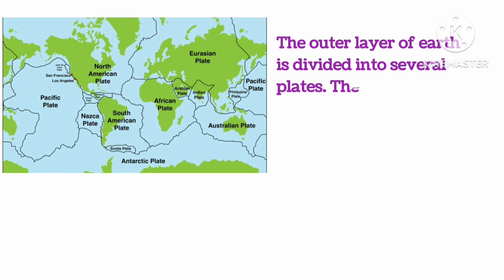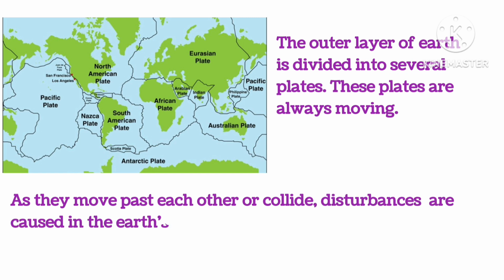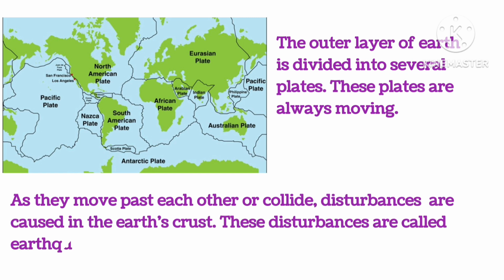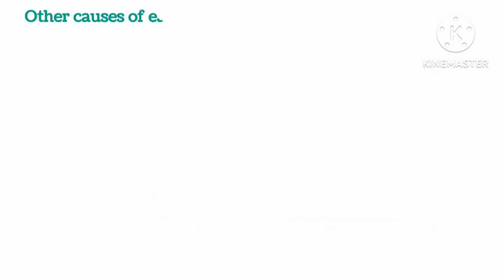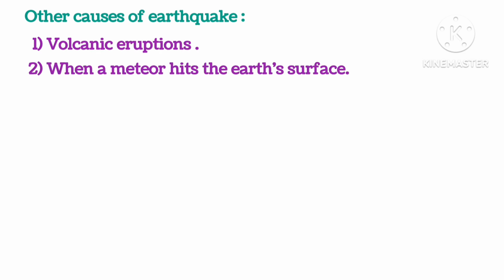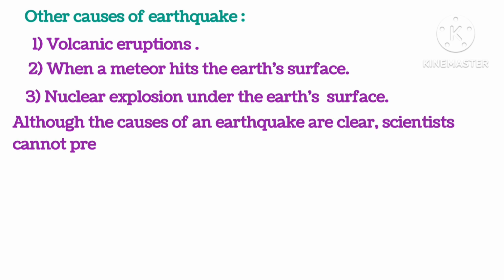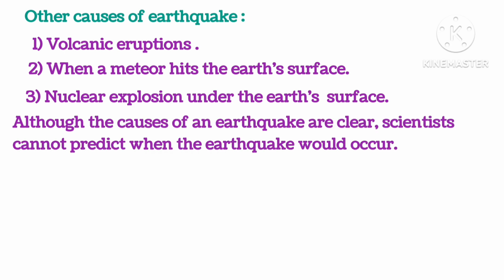The outer layer of the earth is divided into several plates. These plates are always moving. As they move past each other or collide, disturbances are caused in the earth's crust. These disturbances are called earthquakes. Other causes of the earthquake are volcanic eruptions, when a meteor hits the earth's surface, and nuclear explosions under the earth's surface. Although the causes of an earthquake are clear, scientists cannot predict when the earthquake would occur.